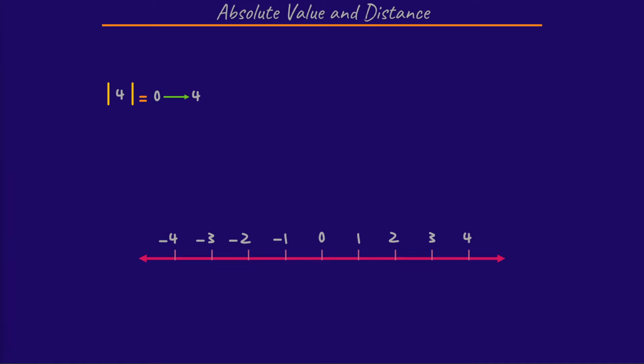Now we are going to move from 0 to the first unit, or to number 1, then the second unit to number 2, the third unit to number 3, the fourth unit to number 4. So the distance we take from 0 to number 4 was 4 units. So the absolute value of 4 will be 4.